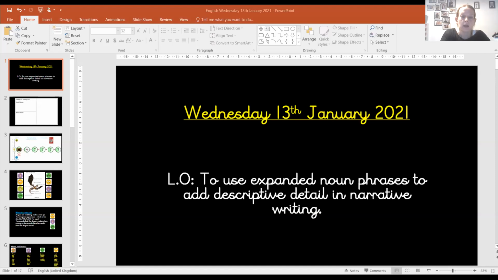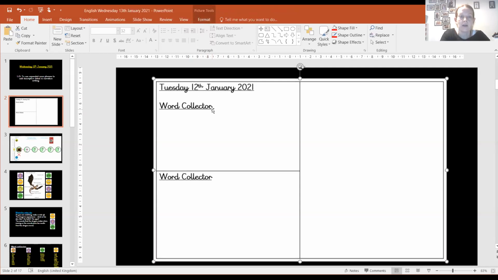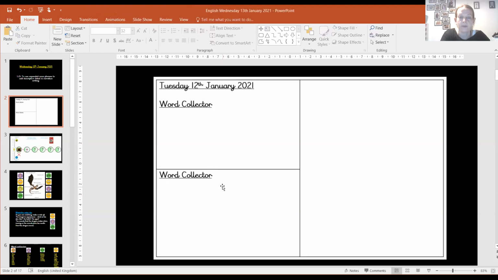Okay, so the first thing I need you to do then, as usual, is to divide up your page like this. The date is not Tuesday the 12th of January, but hopefully you've written the correct date. So the word collector for the first part of the lesson, and then draw a line, and then the word collector for the second part of the lesson. I usually call this the thinking side and this the writing side. So you could just pause the video now and divide up your page like that.